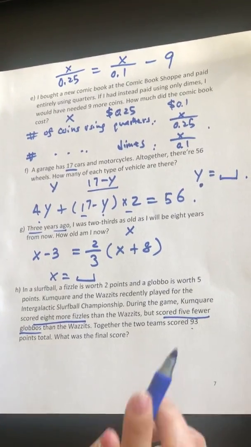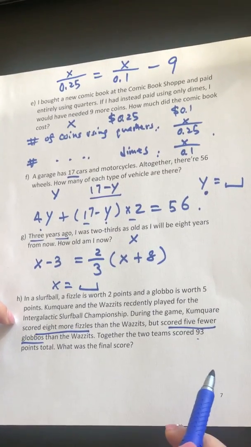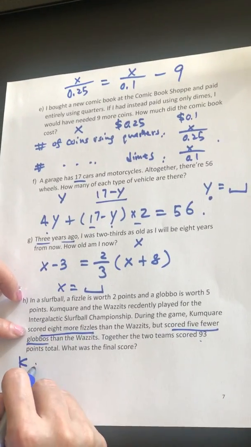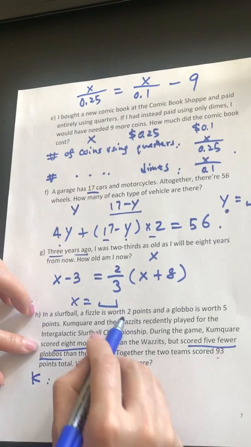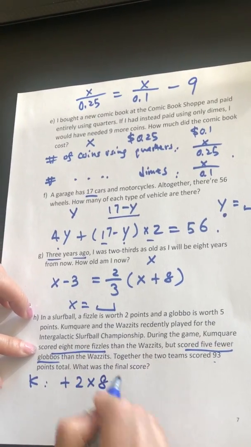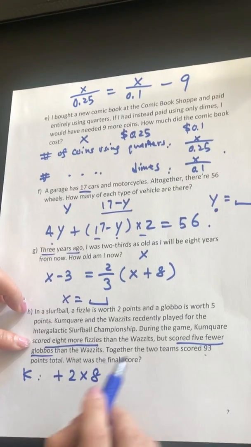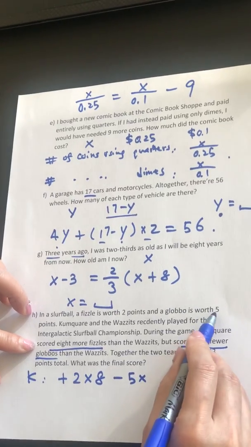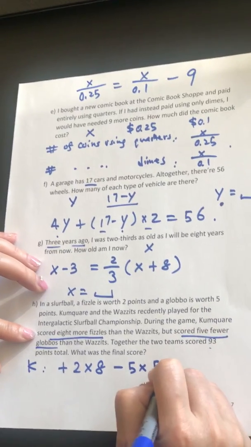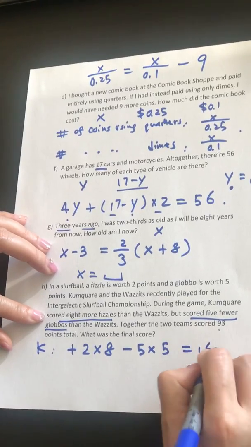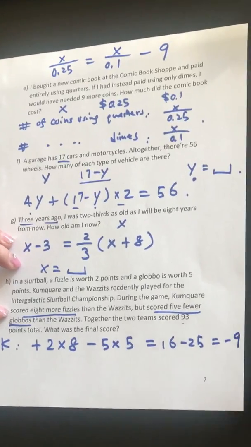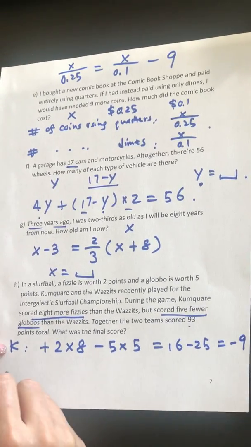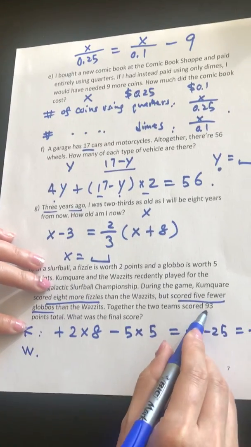Okay, in this problem, we can first find out the difference between the 2 teams. Team K has 8 more frizzles, which is plus 8, and since each frizzle was 2 points, that's 16. But they scored 5 fewer globs, each one worth 5 points, so that's minus 25. 16 minus 25 is minus 9, which means team K has 9 points less than team W. Okay, so their total is 93.